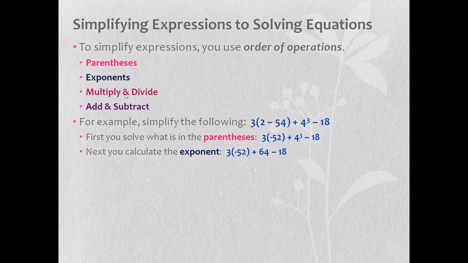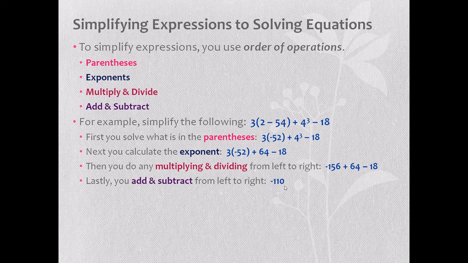Now we're going to multiply and divide from left to right. So 3 times negative 52, I don't have any other dividing or multiplying, gives me negative 156. And I still have my plus 64, take away 18. And lastly, according to order of operations, I add and subtract from left to right. Negative 156 plus 64, take away 18 gives me a negative 110. So order of operations helps us to simplify expressions.